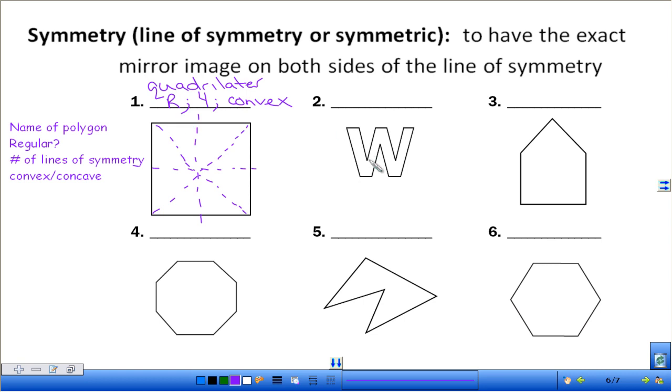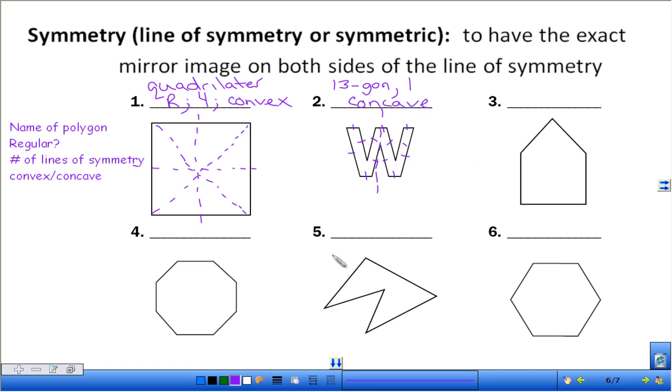Okay? So for this one here, let's count this together because it's kind of hard to count. So 1, 2, 3, 4, 5, 6, 7, 8, 9, 10, 11, 12, 13. So what's this one called? A 13-gon. And then you guys, let's just finish the rest together. Is this regular? No. How many lines of symmetry does this one have? Just 1. And then is it convex or concave? Concave. You can form all sorts of caves in there.